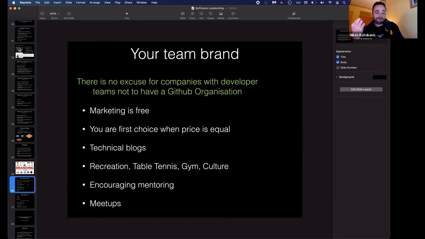That's one main thing. Basically, you want your company to be the first choice when price is equal. Price is what you're paying. Technical blogs are also important for companies to write. That makes the candidate think that they're going to be learning new things. They're going to be encouraged to share knowledge, not just keep everything closed in and secret. The best companies always share their tech and their open source and things like that.